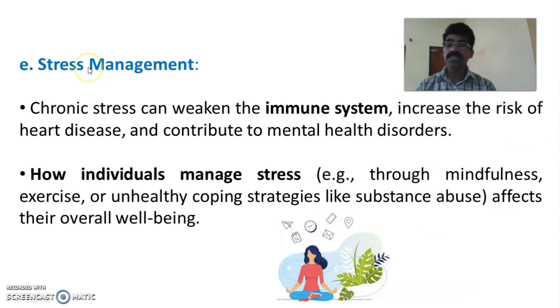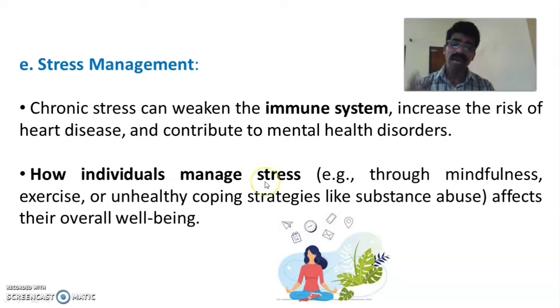Then next is stress management. Of course, in life we face different types of chronic and acute stress during different situations. If the stress continues for a prolonged period, that means chronic stress, it can reduce the resistance power or weaken the immune system. That indirectly increases the risk of heart diseases, and it even contributes to various mental health disorders, anxiety, depression, suicide, etc. And we already discussed the coping of stress.